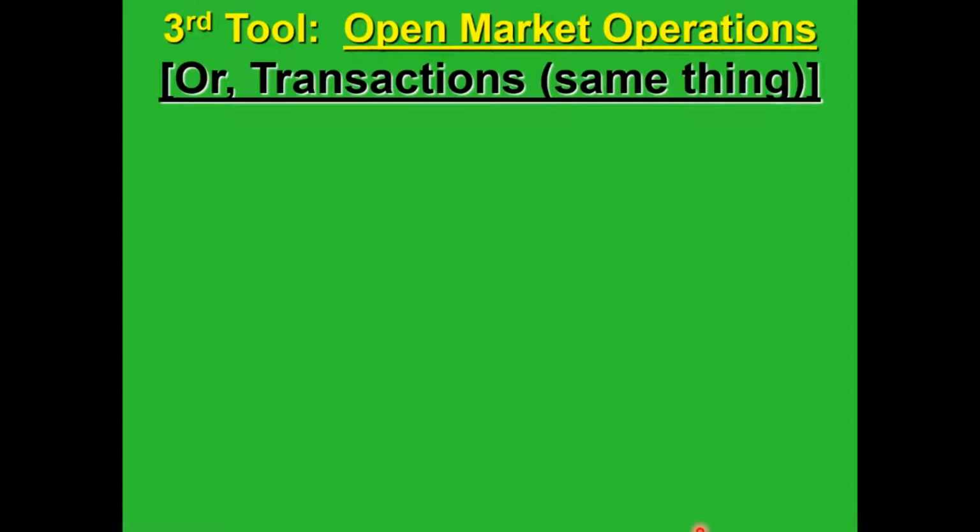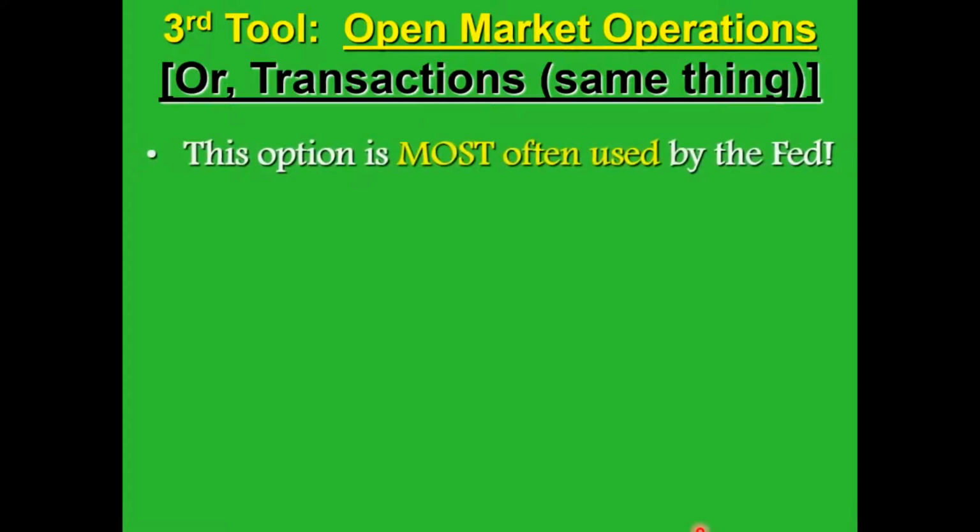Open market operations, basically, or transactions, it's the same thing. This is the option that's most used by the Fed because it involves the least number of people and is pretty much the least disruptive. If you change the reserve ratio or you change interest rates, there's a lot of documents that have to be reprinted, and it kind of creates a problem as you transition to the new situation. So this can be called up anytime it's needed.